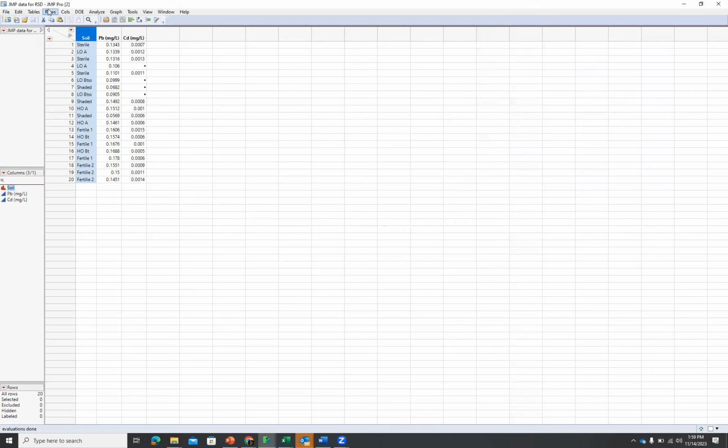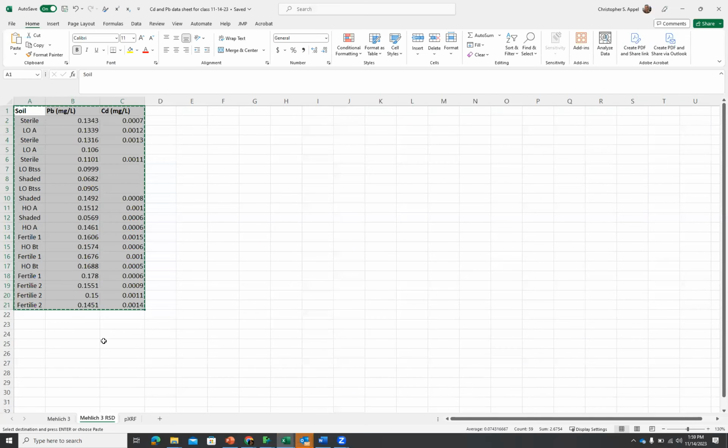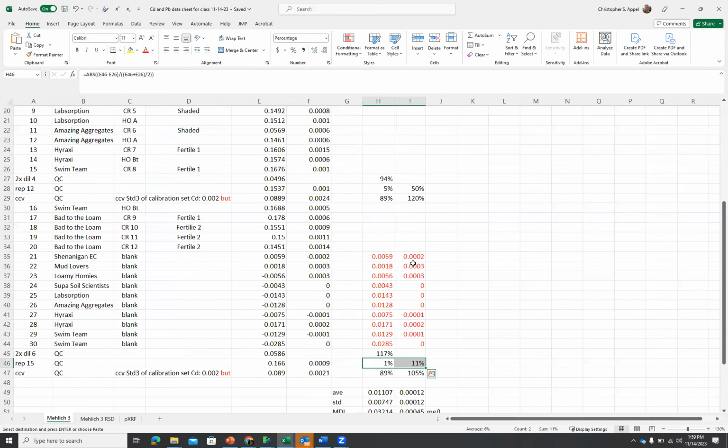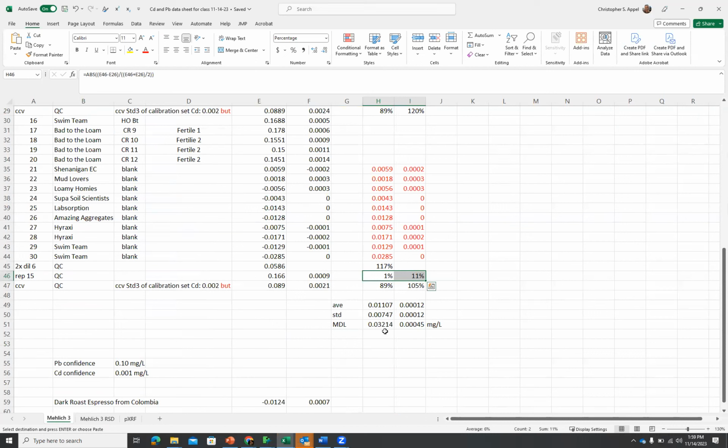Some of the values have the dot. Good question. The question that Kai asked is great: why do we have some dots? We have some dots here for cadmium because those are the values that we deleted because they are lower than the detection limit, the method detection limit, which was for cadmium. Cadmium's method detection limit was 0.00045, and lead's was 0.032.